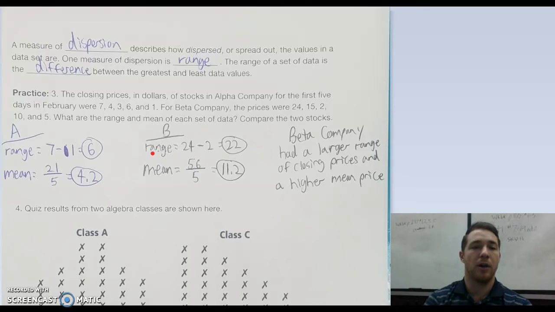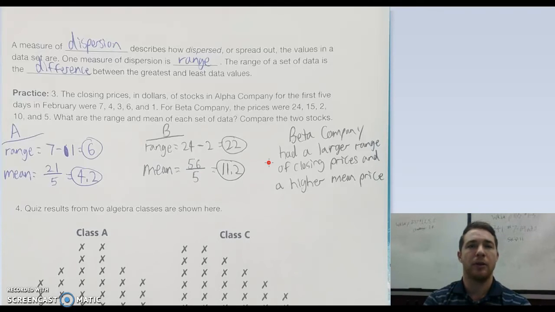Same thing for company B or company Beta. If I take their highest price, that's 24, lowest price was 2, find the difference, that would just be a range of 22. Finding the mean, same thing, add all those prices up, I get 56. Divide that by 5 prices, that would be an average or mean of 11.2.